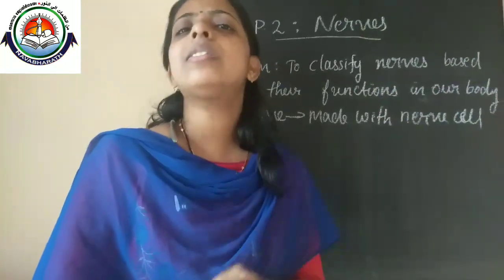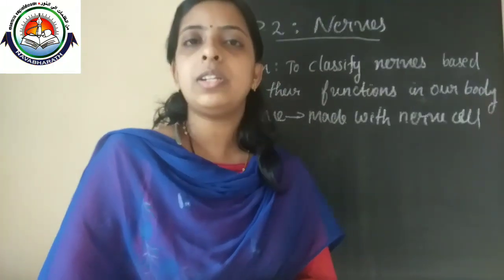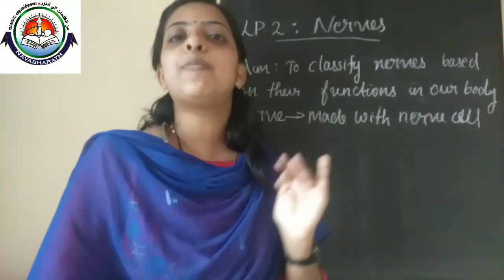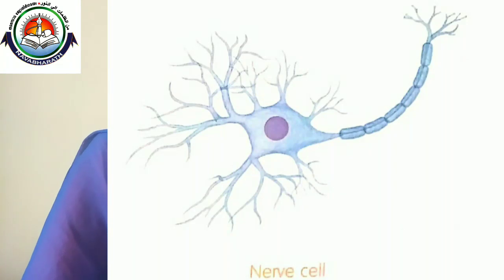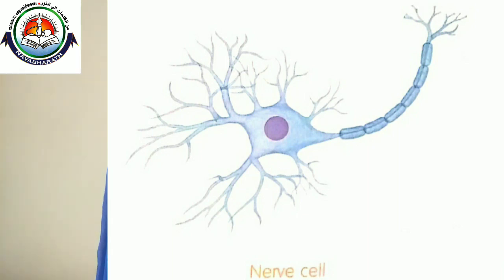And what are nerve cells? In this picture, you can see a nerve cell. Nerve cells are elongated in shape, and they have hair-like structures at both the ends.